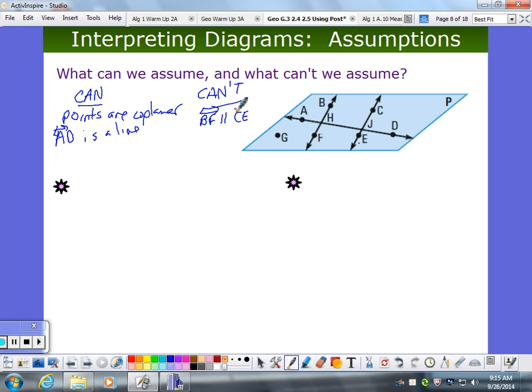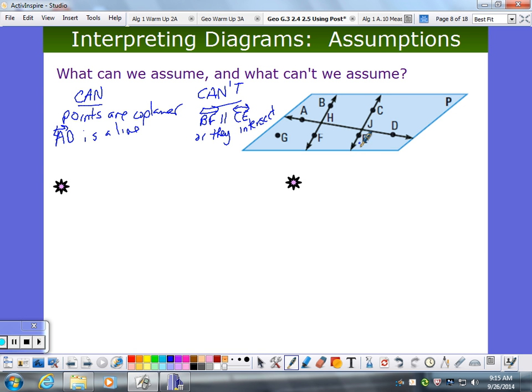What else can't we assume about these two lines? We can't assume they intersect either. I can't assume they're parallel, and I can't assume they're not parallel. I don't know, I'm not told. I also can't assume they aren't perpendicular. Which ones? B, F, and C, E.